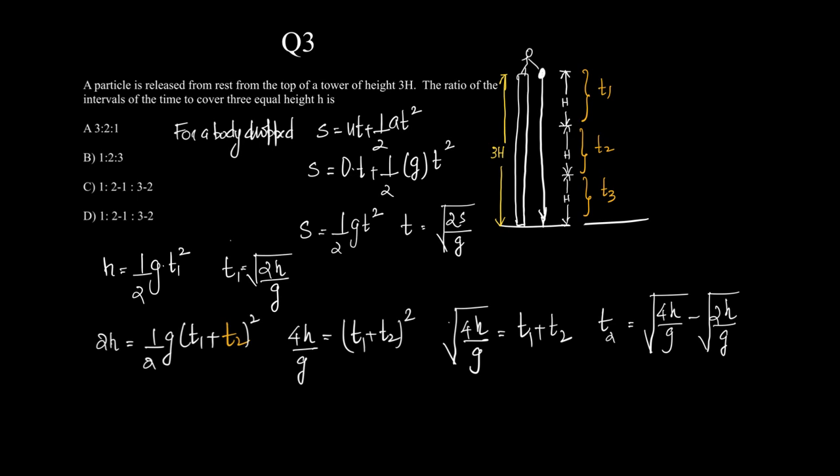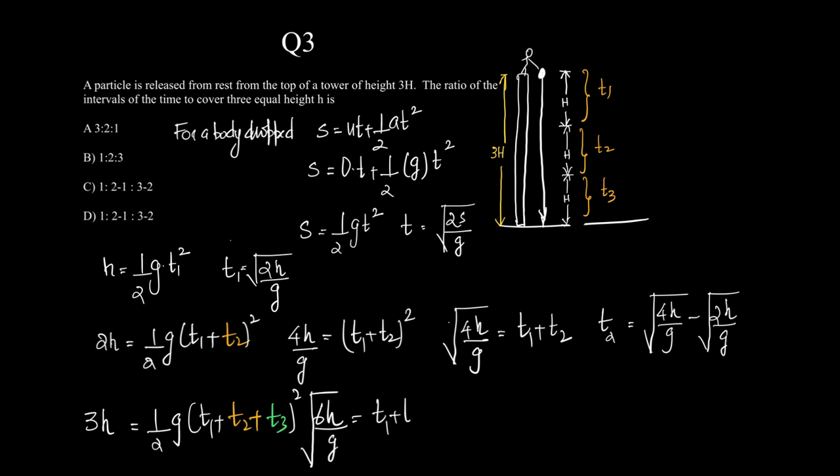Okay. If that is clear, let us move on to the third portion. Now, what is the complete third case? The third case is that the body has reached the ground. It has traveled the whole distance, which is equal to 3h, and the corresponding time interval is t1 plus t2 plus t3. In which case, 3h is written as half g into t1 plus t2 plus t3 the whole square. So what we get is root of 6h by g is equal to t1 plus t2 plus t3.